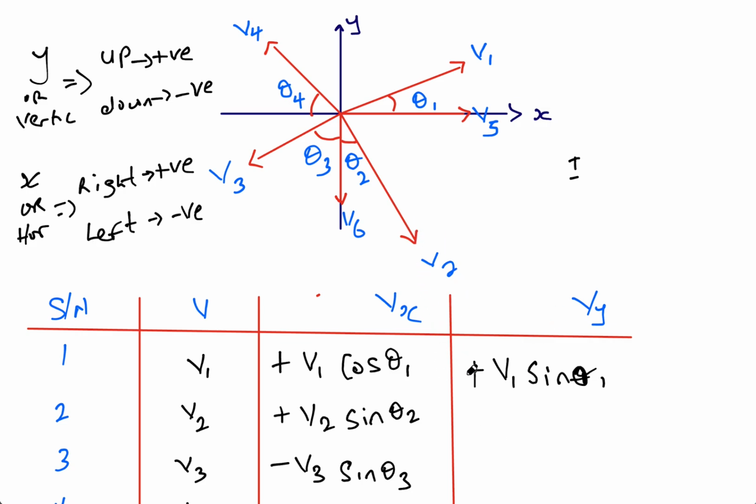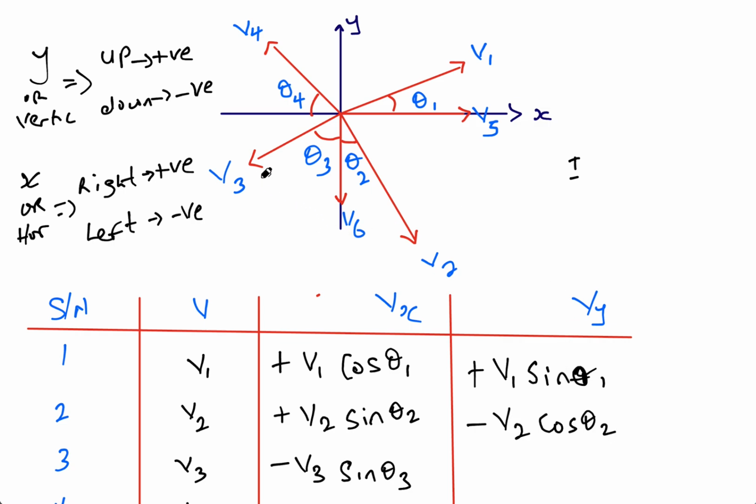Let's go to V2. V2 is down in this case. So we are dealing with the y-axis, don't forget. So V2 is down, therefore it will be a negative V2. And then the angle theta 2 is made with the y-axis. And I'm doing the y-axis at the moment. So if the axis and this are the same, then I will use cosine of theta 2.